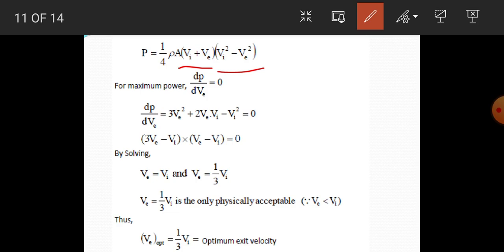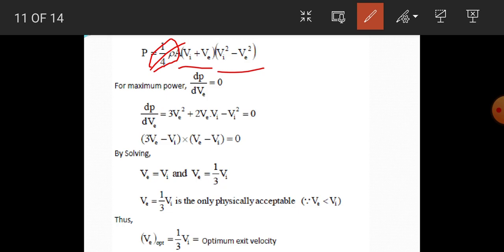So when can we get the maximum power? This is a very important point, that we want to know how we can extract maximum power from the wind. To get that maximum power, we need to differentiate this equation with respect to exit velocity ve, that is dP by dve is equal to 0. For differentiating, the constant terms don't matter, so they will be 0.